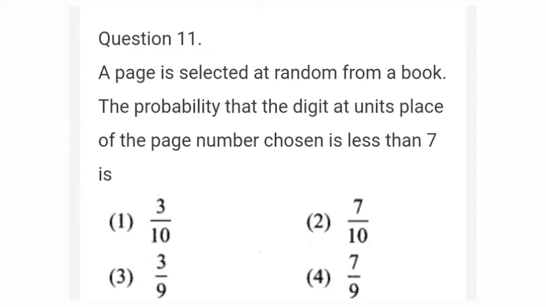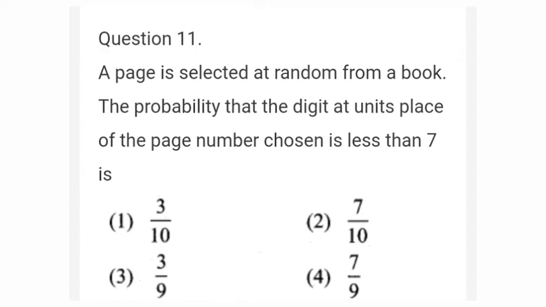First we have to write n of s. The page unit place is 0, 1, 2, 3, 4, 5, 6, 7, 8, 9. Therefore, n of s equal to 0 to 9. That is 10 digits. Okay. Therefore, n of s equal to 10.